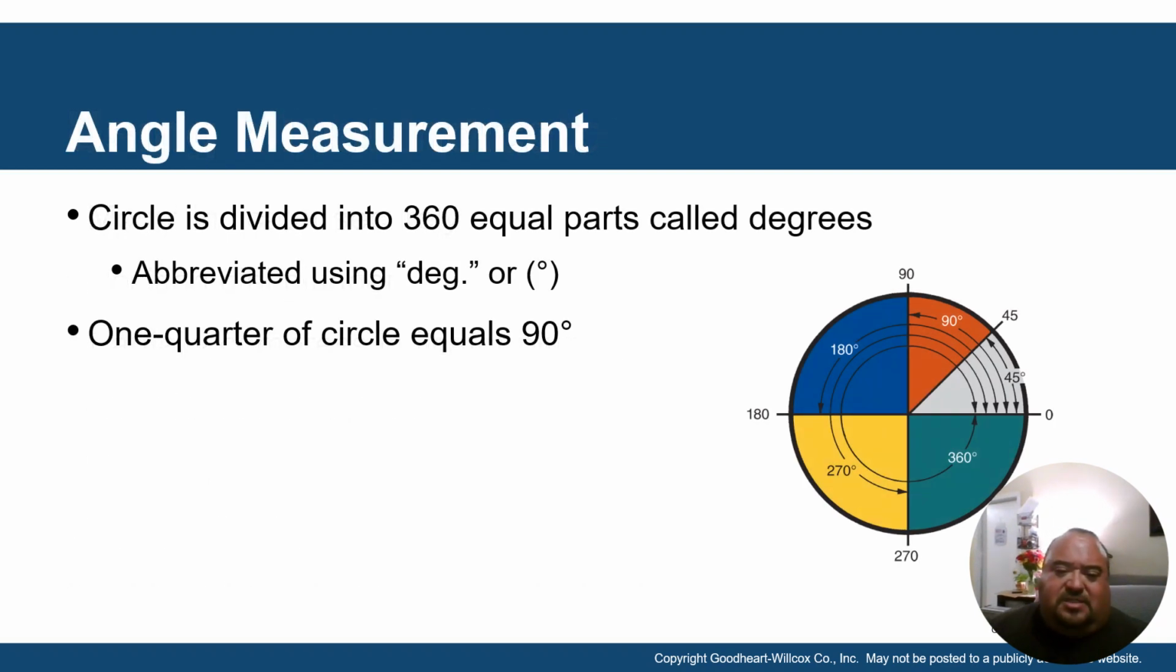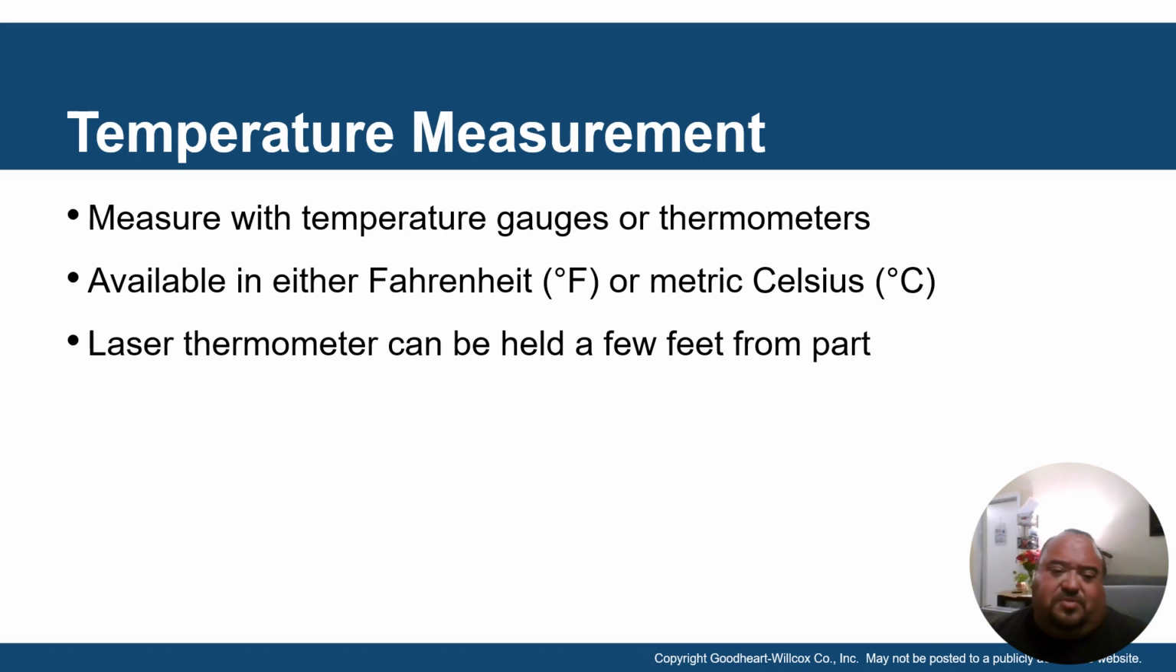Angle measurement is yet another type used when measuring degrees of a circle. A circle is divided into 360 equal parts called degrees. Abbreviations use DEG or the degree symbol. One quarter of a circle equals 90 degrees. Temperature measurement: sometimes it is necessary to measure temperature. The tools used are thermometers, available in either Fahrenheit or metric Celsius. A laser thermometer can be held a few feet from the parts.